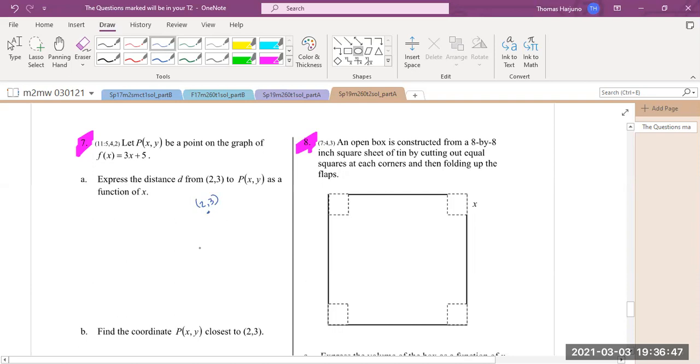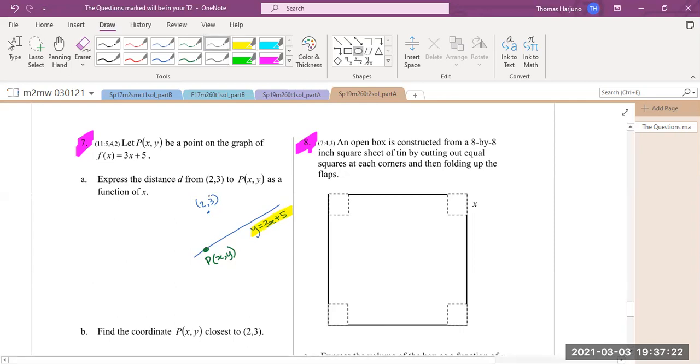And we have a line y equals 3x plus 5. Now, let P be a point on that graph. So let's say this is point P, coordinate (x, y). Because P is on that line, the y must be 3x plus 5, right?